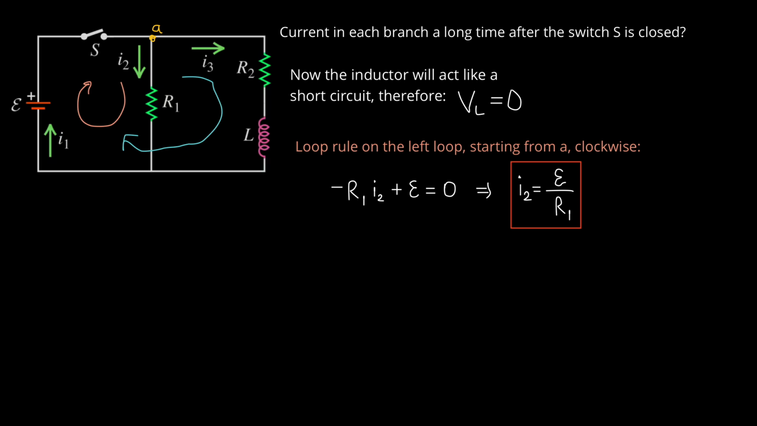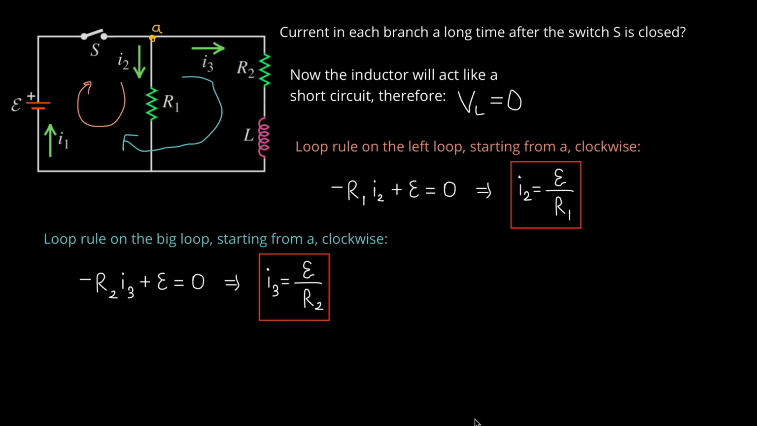Let's start with the left loop again, applying the loop rule. It's exactly the same equation. Negative R1 I2 plus EMF equals 0. So really there's no change in the middle branch, so I2 is still equal to EMF divided by R1. Now focusing on the big loop, again starting from point A going clockwise, we have negative R2 I3 and then nothing across the inductor, 0 potential difference, plus EMF is equal to 0. So then I3 is equal to EMF divided by R2.